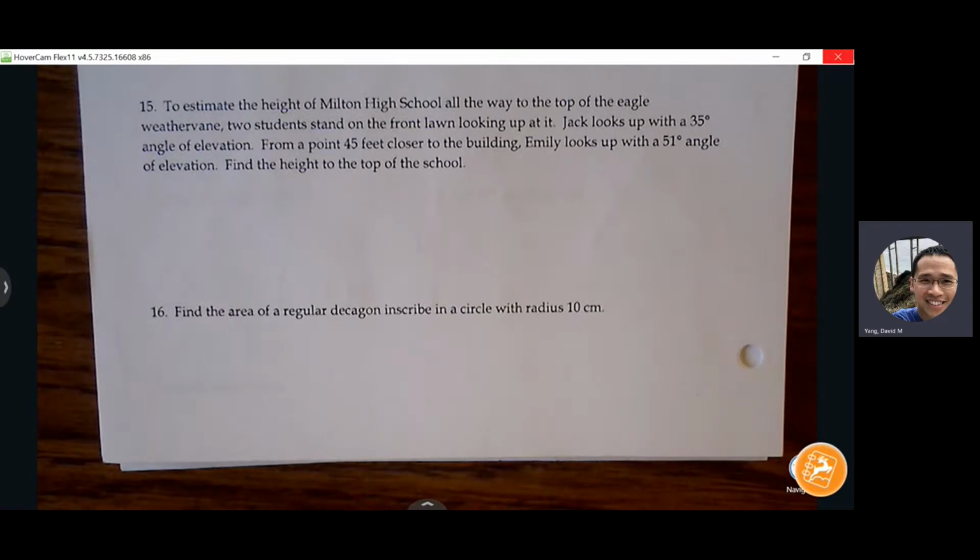Okay, so it says to estimate the height of Milton High School building all the way to the top of the Eagle weather vane, 2 students stand on the front lawn looking up at it. Okay. So one student is behind the other. Jack looks up with a 35-degree angle of elevation. From a point 45 feet closer to the building, Emily looks up with a 51-degree angle of elevation. Find the height of the top of the school.